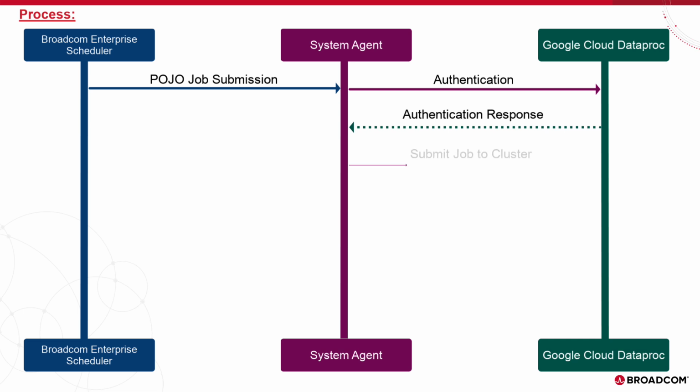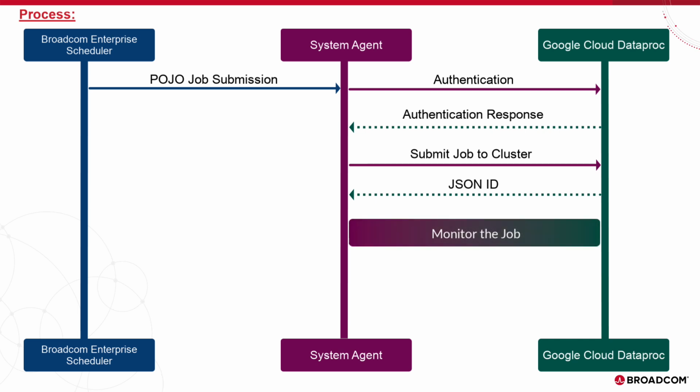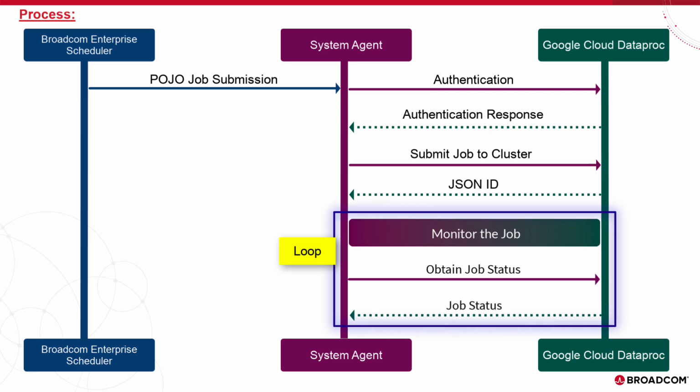Once authenticated, the agent submits the job to the Google Cloud Dataproc server as a post request. The Dataproc server identifies the matching job and executes it. The job execution returns a JSON response which contains the execution details. Both the Google Cloud Dataproc server and system agent then monitor the job until it reaches its final state. Once the final state is obtained from Dataproc, the job status in AutoSys is updated accordingly as either canceled, succeeded, or failed. Let's look at how to deploy the integration.